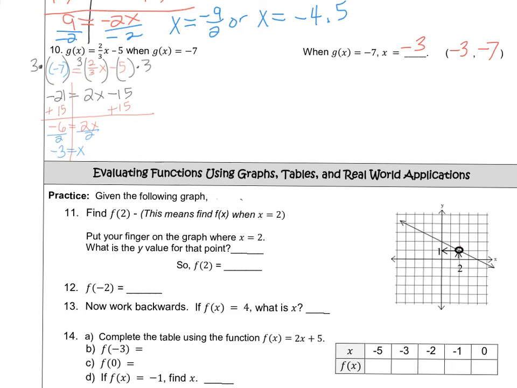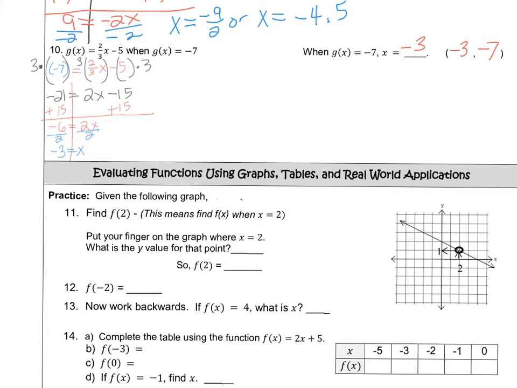Okay, do notice the first thing I did on number 10 was I cleared out my fraction. I got rid of the denominator, which was 3, by multiplying all 3 terms by the number 3. And then I solved it down and I came out with x is negative 3. And when I wrote my ordered pair, I made sure to put the x in the x spot. All right, so number 11.